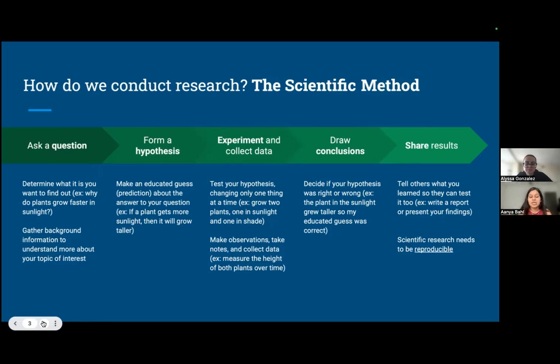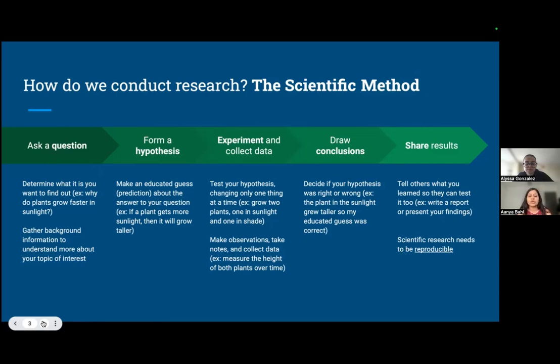form a hypothesis. A hypothesis is basically an educated guess or a prediction about the answer to your question based on the background information you have. For example, if a plant gets more sunlight, then it'll grow faster. That could be your prediction, or it could grow taller.